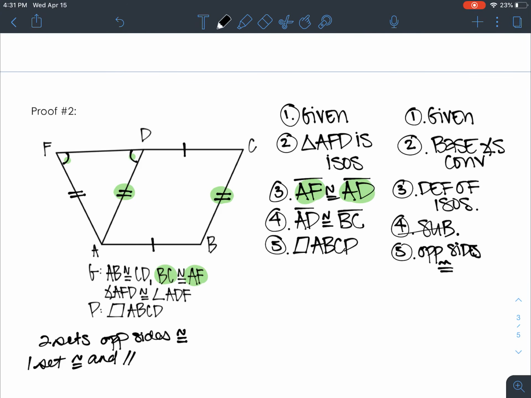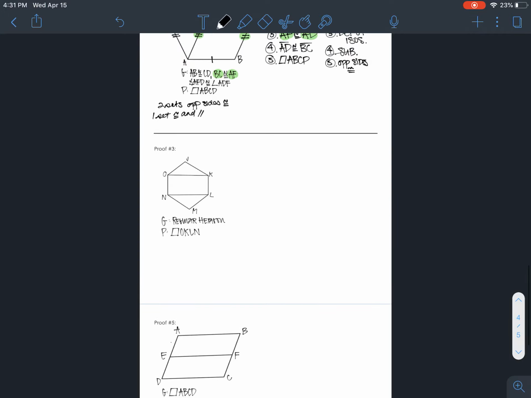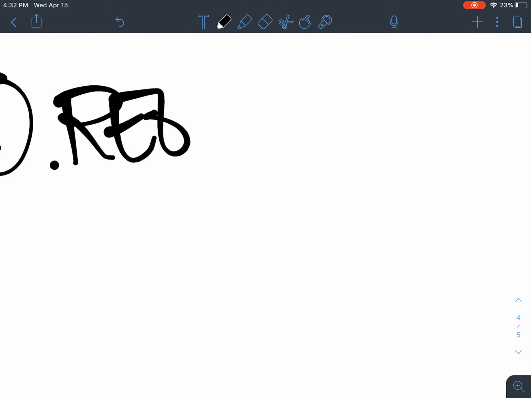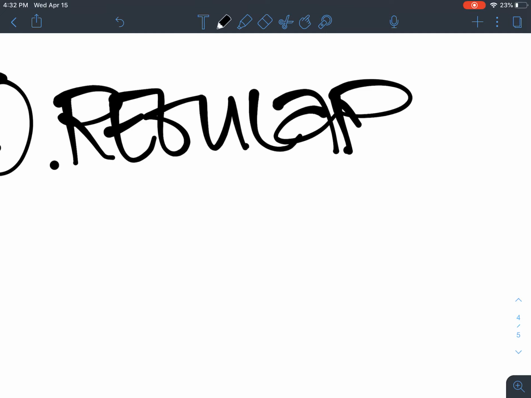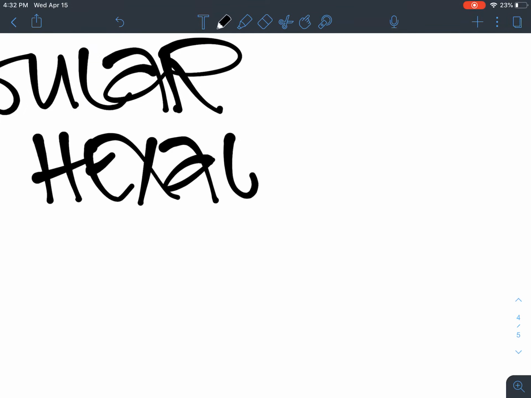All right, not bad. Okay? All right. Let's try proof number 3, and then we're going to be done. Okay, so if you look at your given information, once again, that does not look like a lot of information. All we're given is that it's a regular hexagon. But it's actually a ton of information.